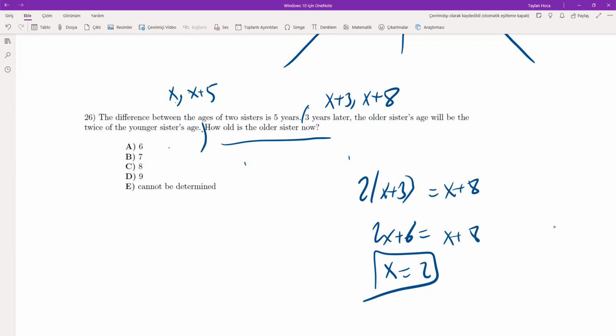How old is the older sister now? If seven times 2, now how old is the older? 7. That's it. You know, just a single equation.